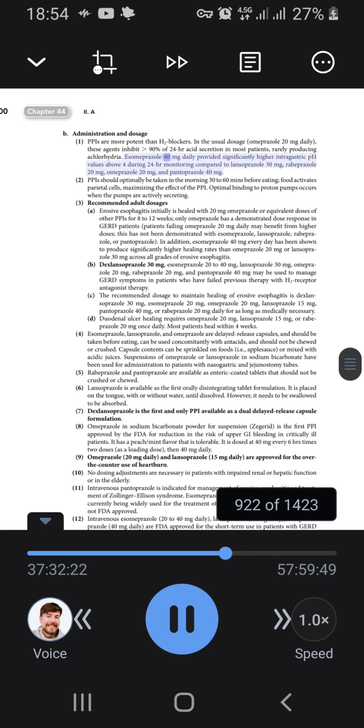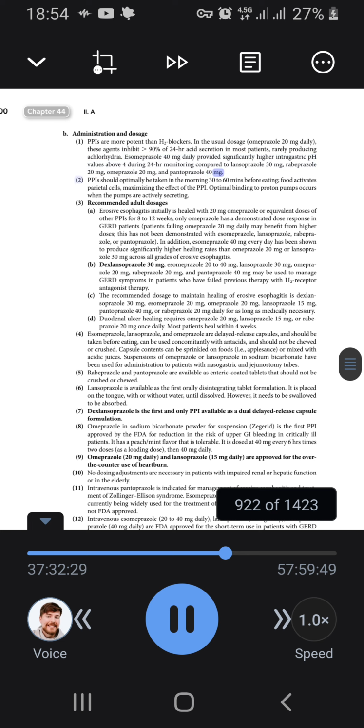Esomeprazole 40 mg daily provided significantly higher intragastric pH values above 4 during 24-hour monitoring compared to lansoprazole 30 mg, rabeprazole 20 mg, omeprazole 20 mg, and pantoprazole 40 mg.